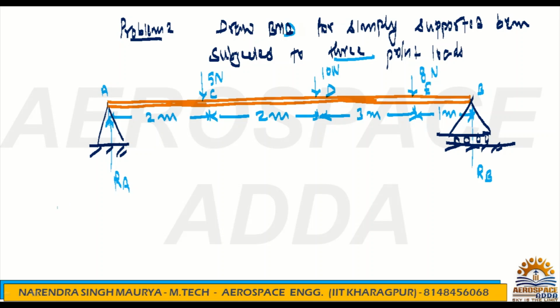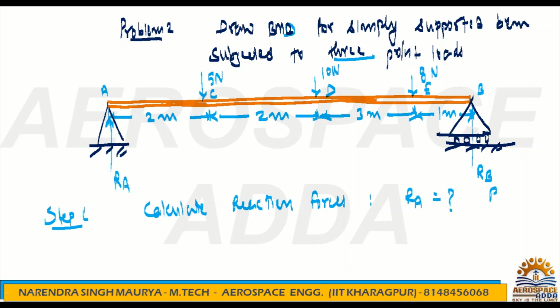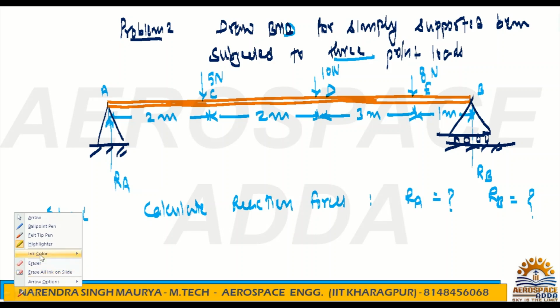So the first step, as I have mentioned already, is to calculate the reaction forces. That is, we have to calculate RA and we have to calculate RB. This is the first step we have to perform in the problem.